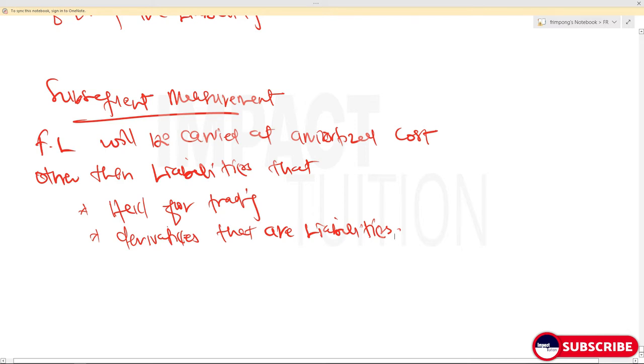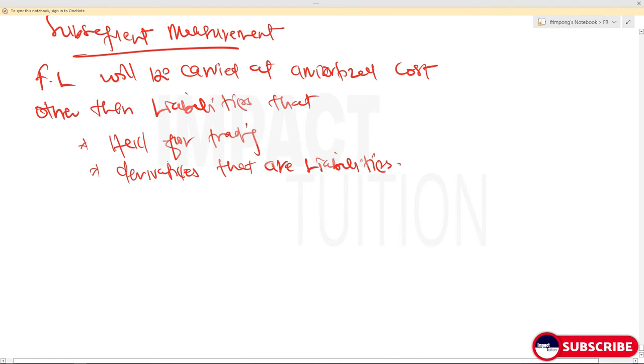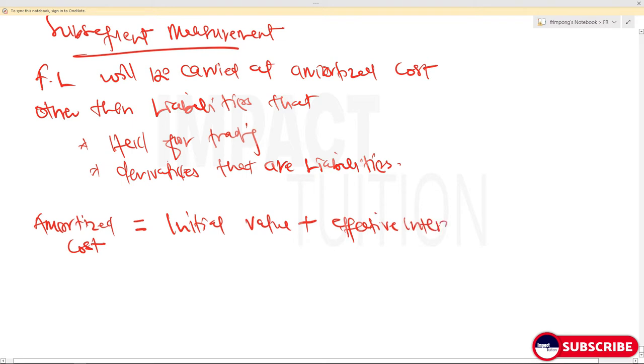How is amortized cost calculated? Amortized cost is equal to the initial value or the fair value of the financial liability plus effective interest less the interest paid. The effective interest and the interest paid will be different if there are additional costs of borrowing, such as redemption premiums, issue costs, or discounts.